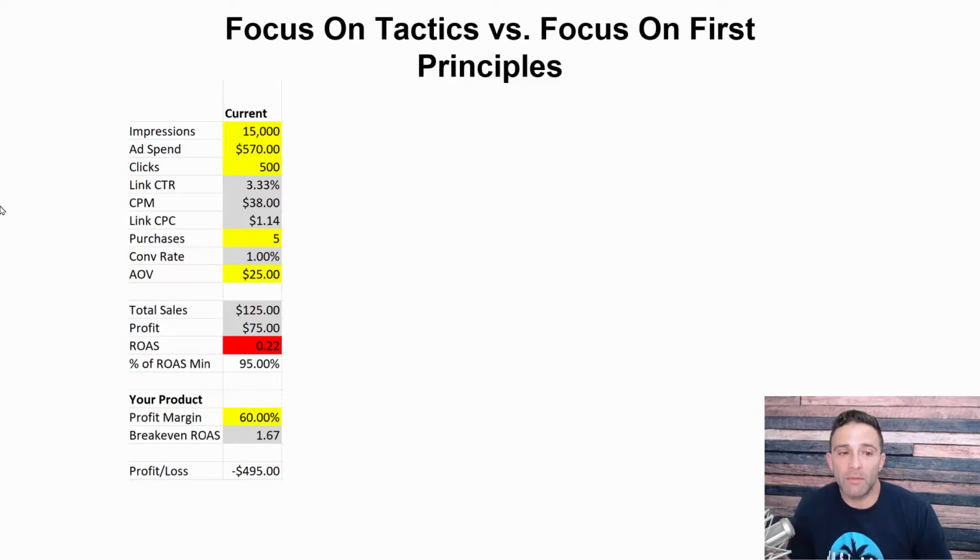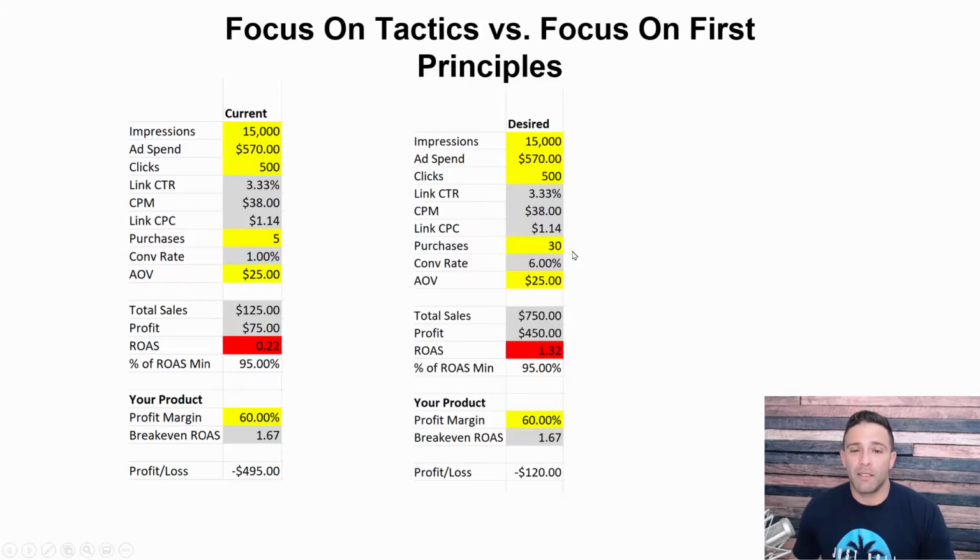Most people, when they look at this, they're going to go, oh, the issue is the conversion rate. 1% is horrific, and I agree, it's horrible. If you could have just like 5% conversion rate, right? Like, then this whole thing would work. Will it? I'll do better than that. I'll give you 6% conversion rate. So we're going to hold all the same numbers, and instead of 5 purchases, you had 30 purchases.